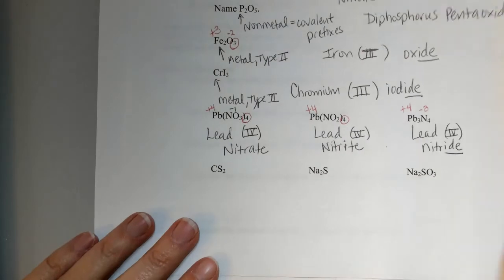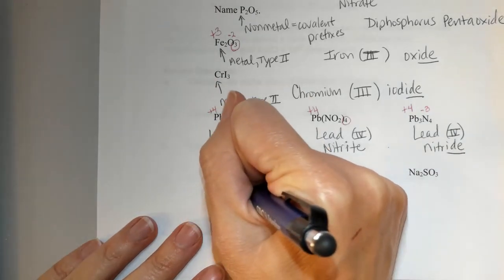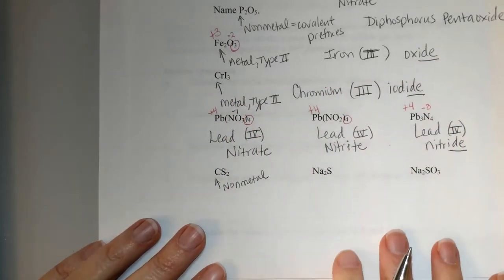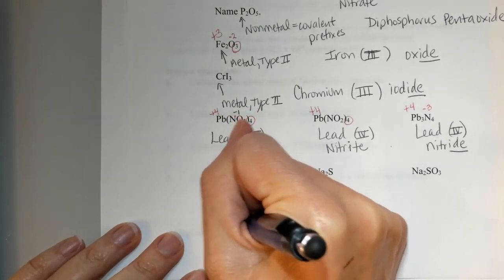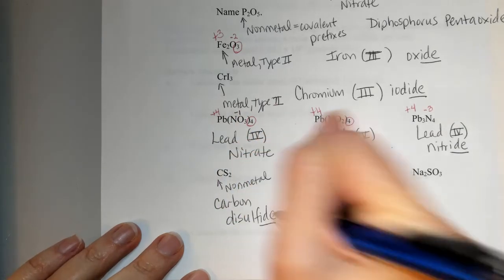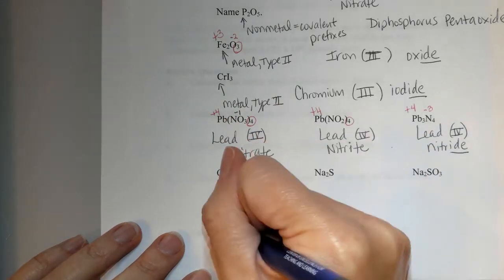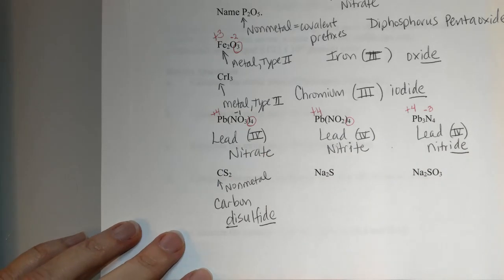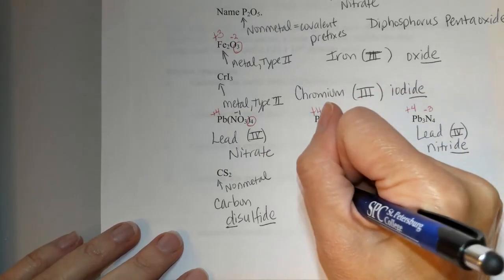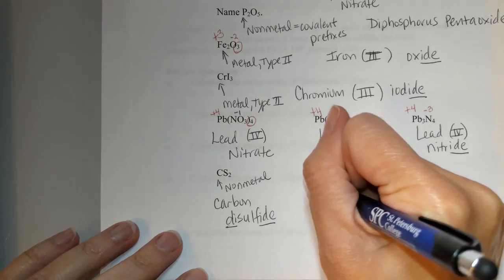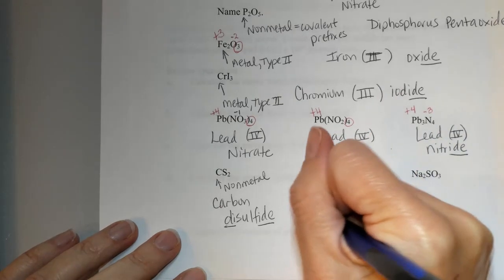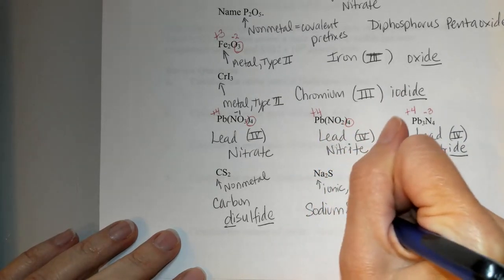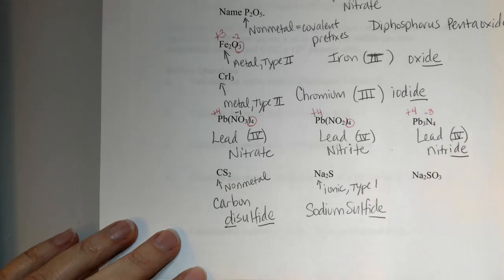All right, a couple more here, CS2. We are starting with a nonmetal. So again, that's where we use our prefixes. So CS2 would be carbon disulfide. Again, binary, IDE ending, but the prefix di because it's covalent. Na2S, now I have an ionic compound. Sodium is a type 1 metal, and this is binary, so we're just going to say sodium and then sulfide. IDE because it's a binary compound, just Na2S.